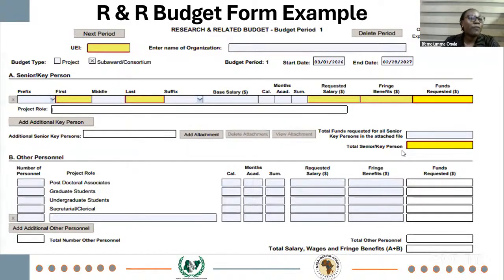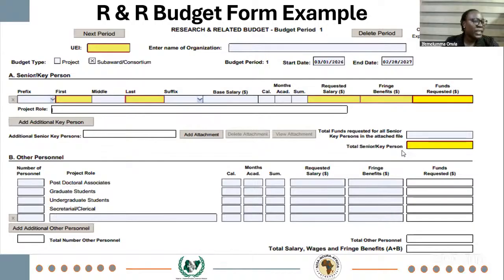Then this is another form, another budget form for NIH. This is a research-related budget form. If you look closely, you would see that we have various sections. At least we can see A, we can see B. Section A has to do with you putting all the personnel, all the staff, the team members that will be on this project, mostly the key personnel.